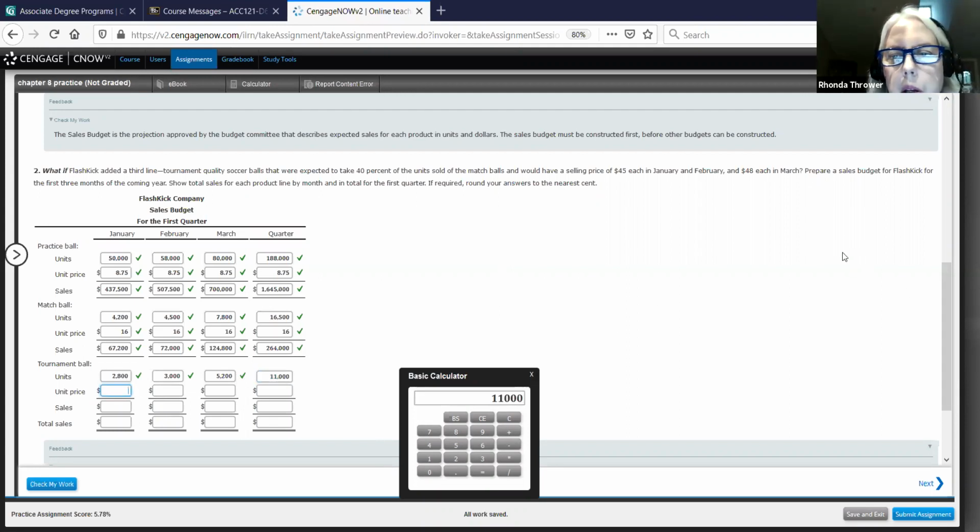Now the unit price for the tournament balls was given to you. You have to look in your instructions to find it. They would have a selling price of $45 each in January and February. So the first 2 months, the selling price was $45. Then it goes up to $48 in the month of March.